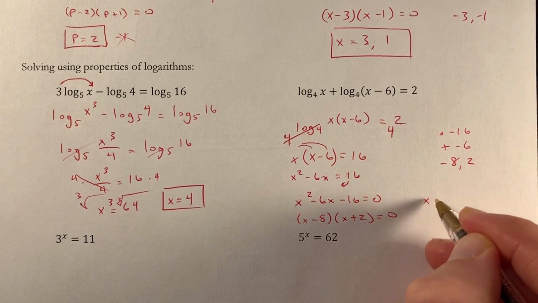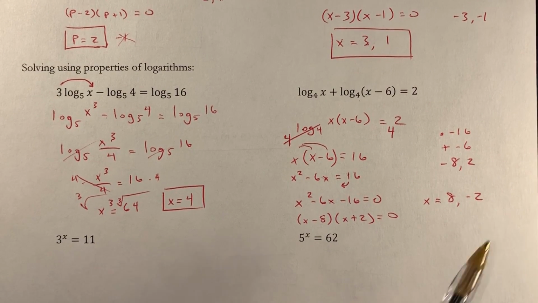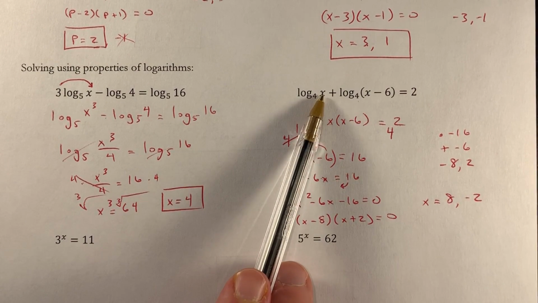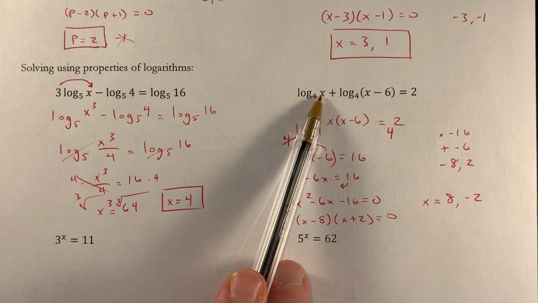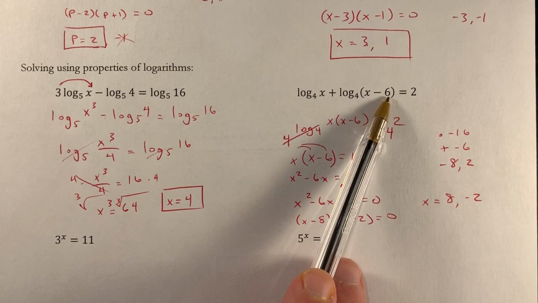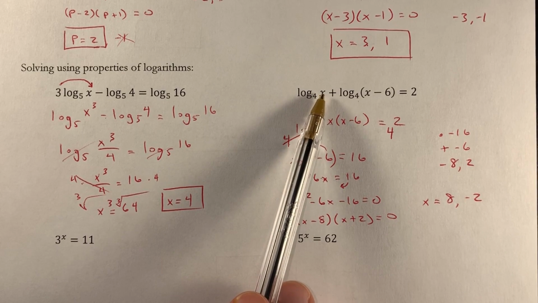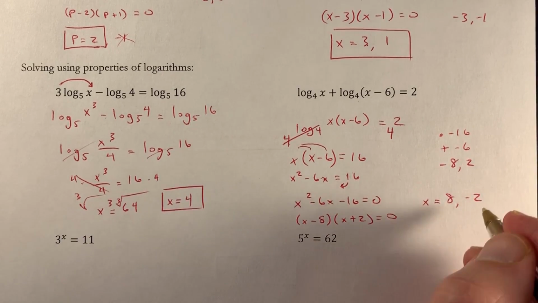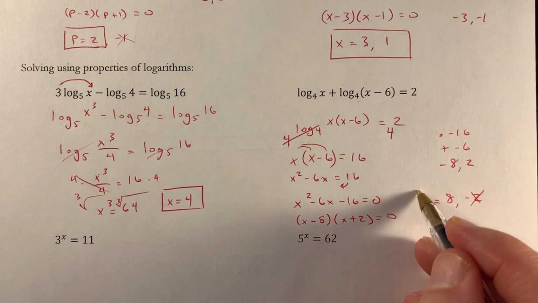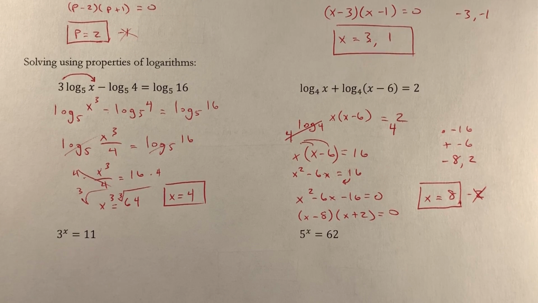And that gives me two solutions. X equals positive 8 and negative 2. Now when I use that positive 8, that gives me a positive argument here of 8. And then here is 8 minus 6, which is 2. And that's also positive, so that works. When I put in a negative 2, I'm going to have an argument of negative 2, and I can't have a negative argument, so I'm going to have to throw out that solution. So x equals 8 is the only valid solution.